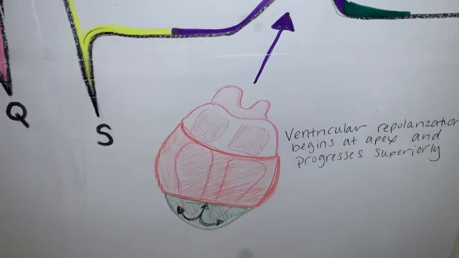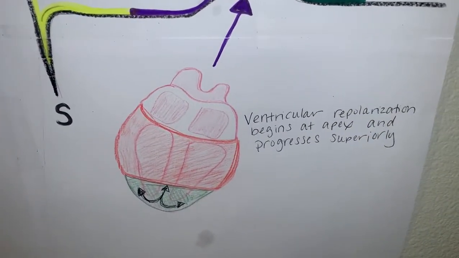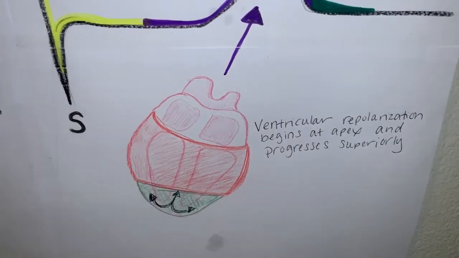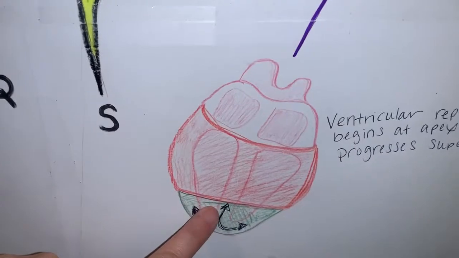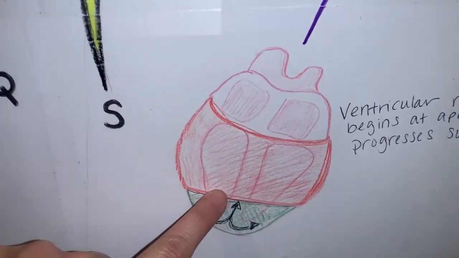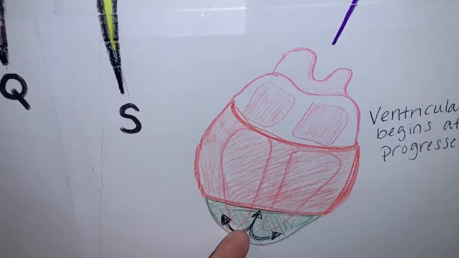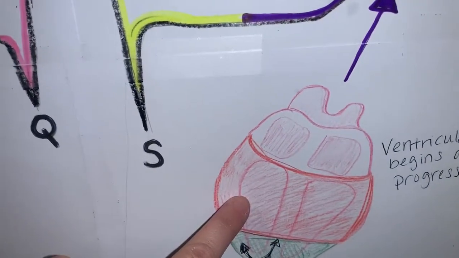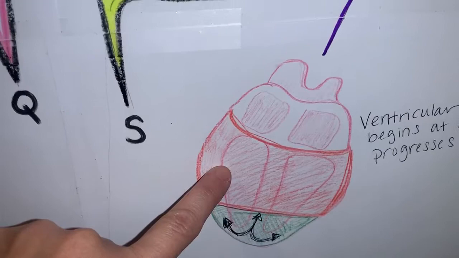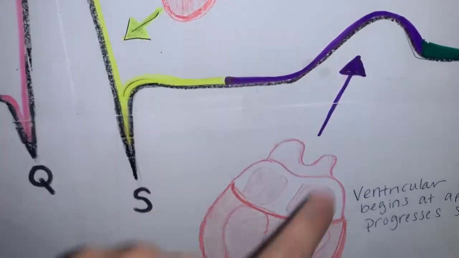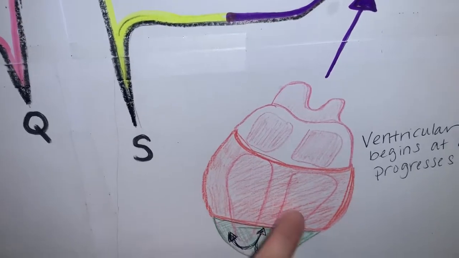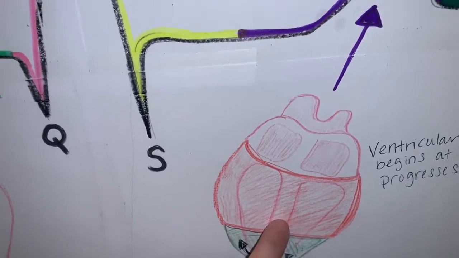Now the T wave is when our ventricular repolarization begins at the apex and then progresses superiorly. So what that means is our ventricles are now going to get their turn to rest. They're going to start repolarizing here at the bottom at the apex, and it's going to move upward toward both ventricles. And ultimately, the T wave is going to be measured by this initial repolarization of the bottom part of the heart with the ventricles.